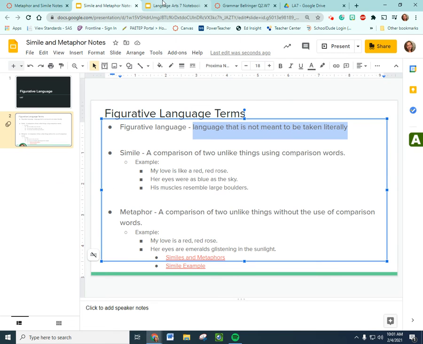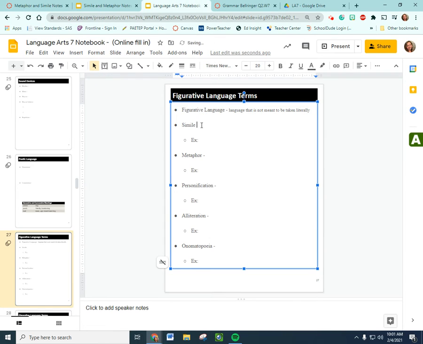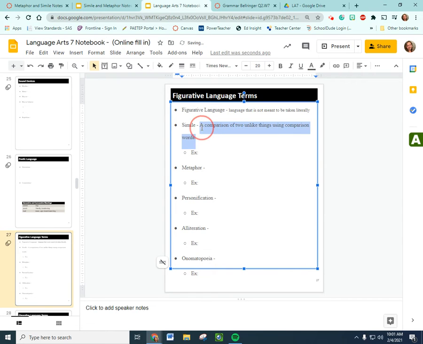Alrighty, our next term that we are going to be adding into our notebook is a simile. A simile is a comparison of two unlike things using comparison words. So our comparison words are like, as, or than. I'm sure you've heard that at this point. Go ahead and copy this definition and paste it into our notebooks. Again, I'm going to make this a little smaller so it fits.